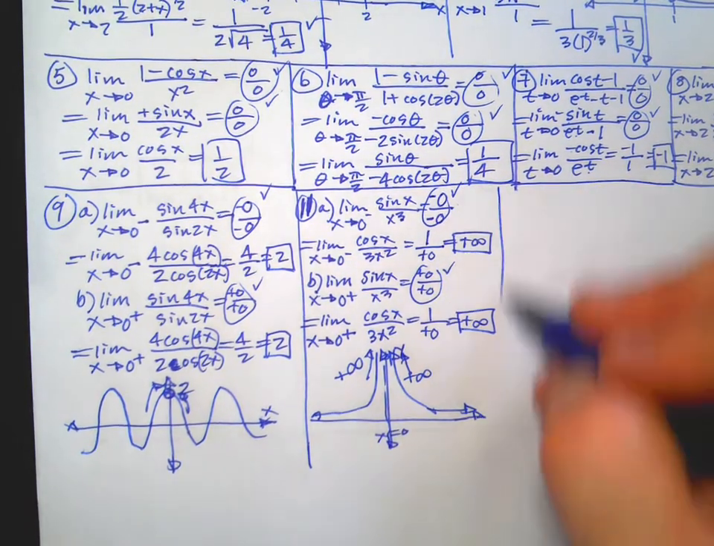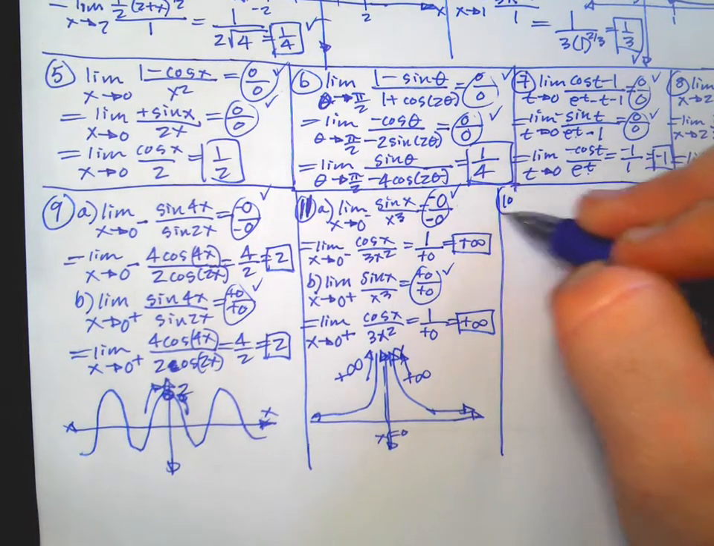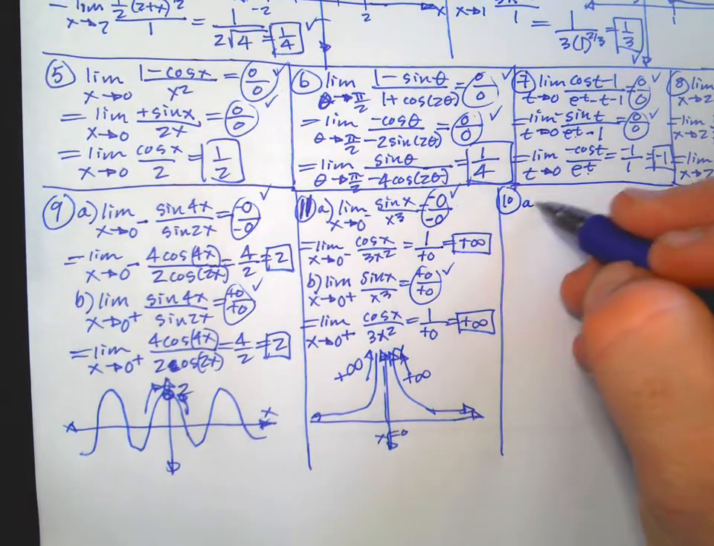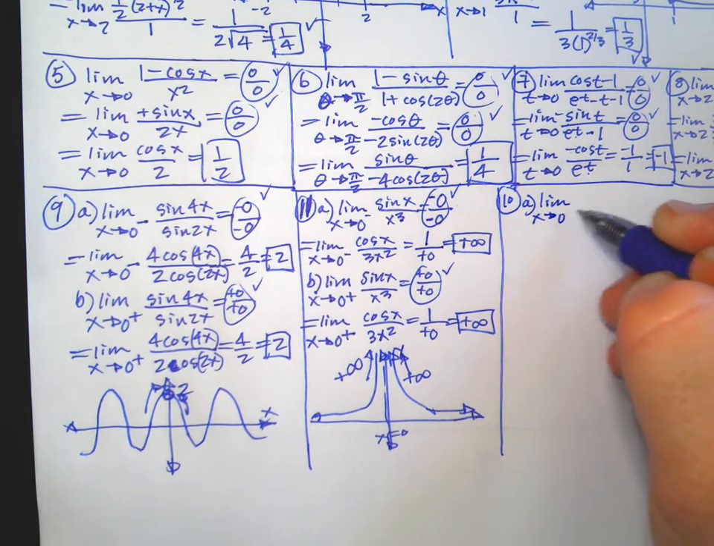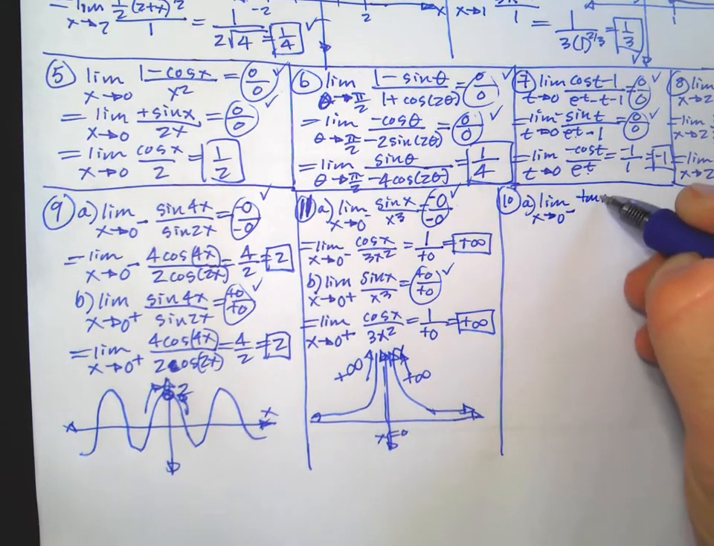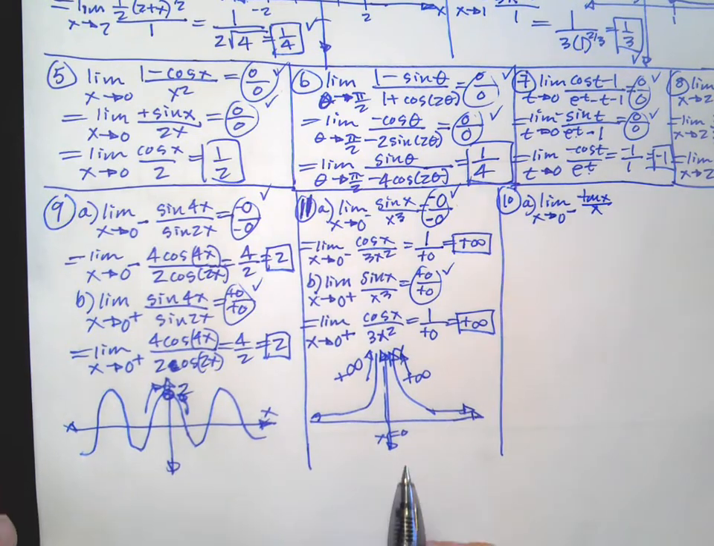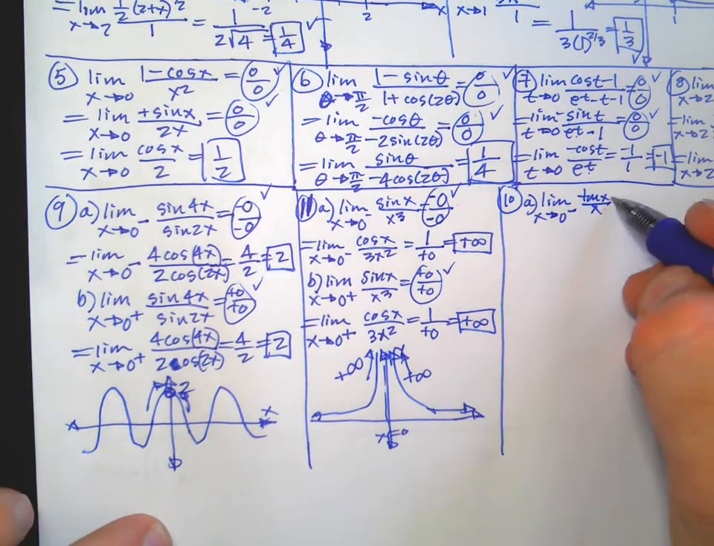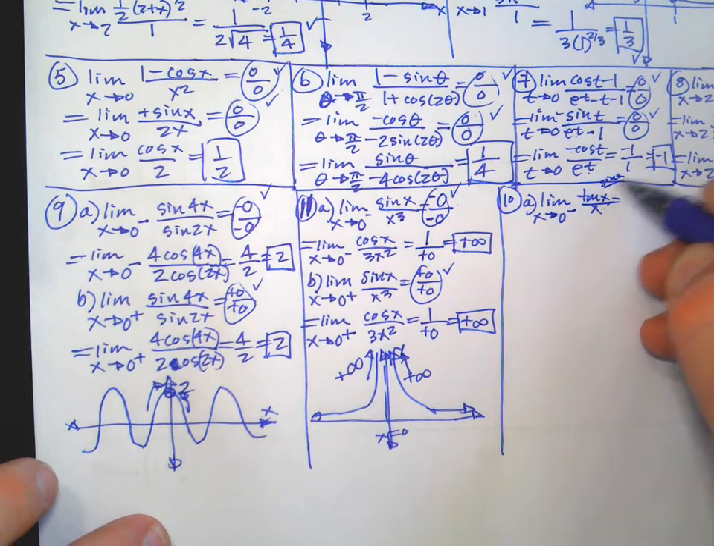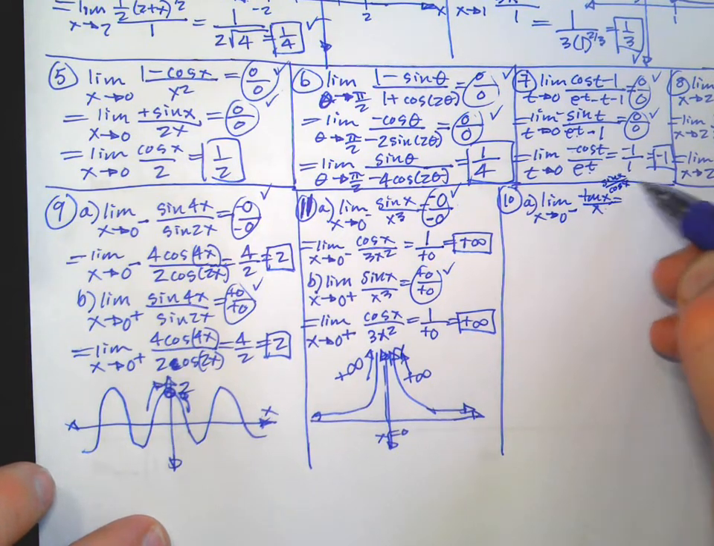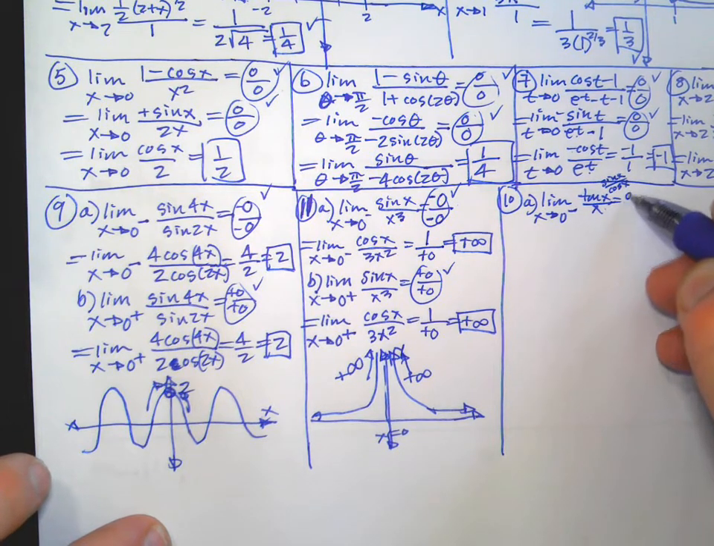Okay, now back to problem 10, which I accidentally skipped. Part A was the limit as x goes to 0 negative of tangent x over x. And tangent is sine over cosine, right? So sine of 0 is 0 over cosine of 0 is 1. So that's going to be 0 over 0. From the left side, it's going to be negative.